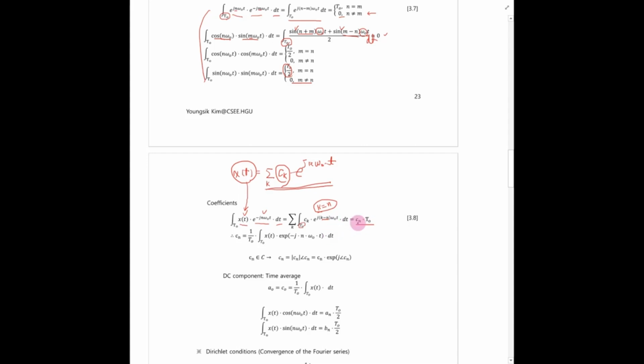So c_n can be expressed as 1 over T0 times the dot product between x(t) and e^(-jnω0t). So the complex coefficients are given like this. c_n is a complex number, so c_n can be expressed with magnitude and angle like that.